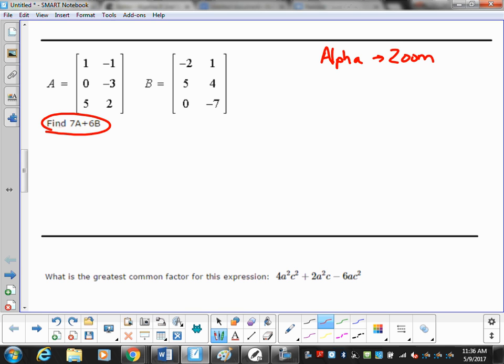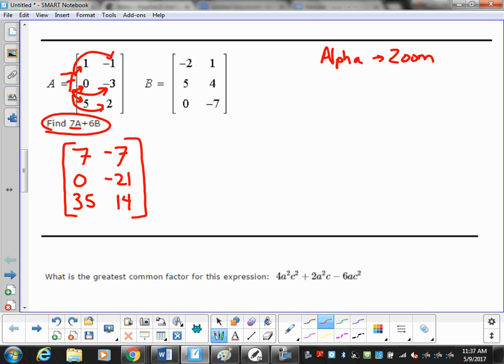The first thing they want me to do is multiply 7 times everything in matrix A. And so what I end up doing is 7 times 1 is 7. 7 times negative 1 is negative 7. 7 times 0 is 0. 7 times negative 3 is negative 21. 7 times 5 is 35. And 7 times 2 is 14. So what I've done so far is I've multiplied 7 times matrix A. So you take 7 and multiply by everything inside it.